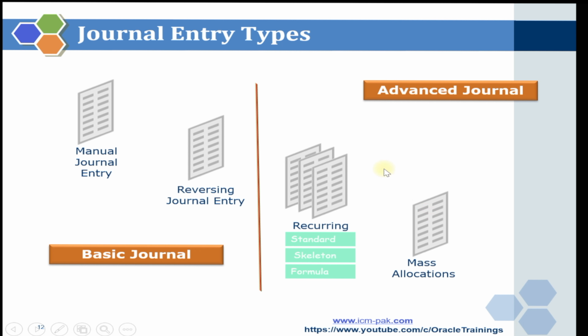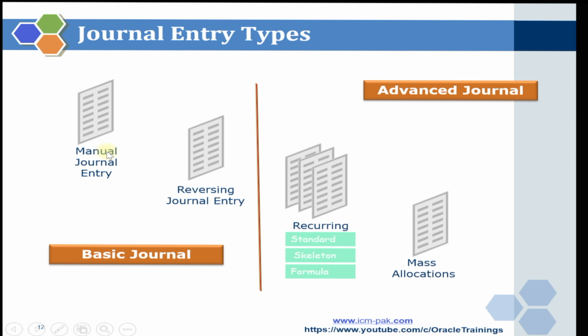If you are working on the GL, there are actually two main types of journals: basic journals and advanced journals. In the basic journals you will have manual journal entries as well as imported journals. Imported journals are the journals coming from other modules called subledgers, like the journals created in payables, receivables, fixed assets, inventory or payroll. Those will be imported journals.